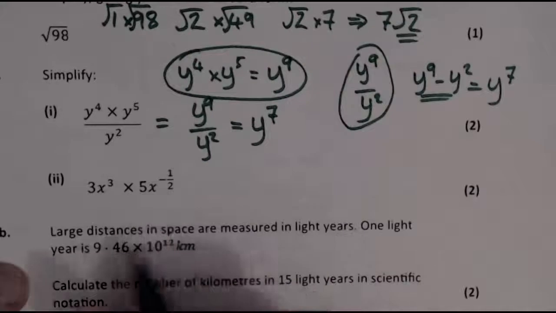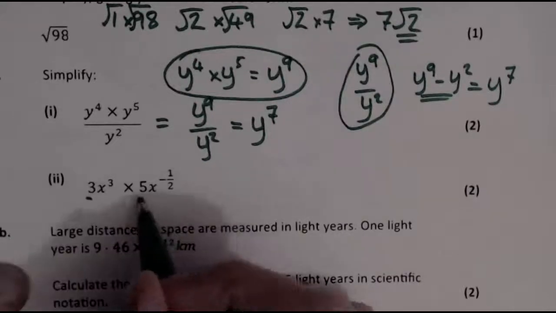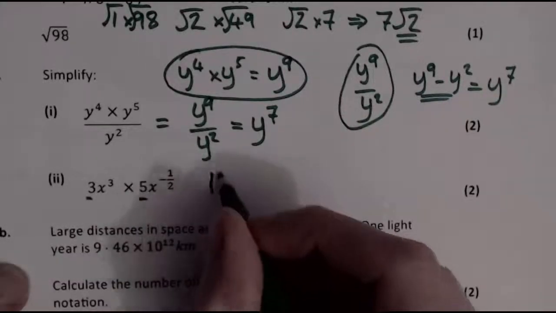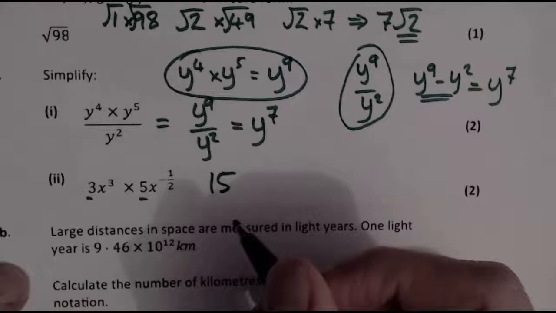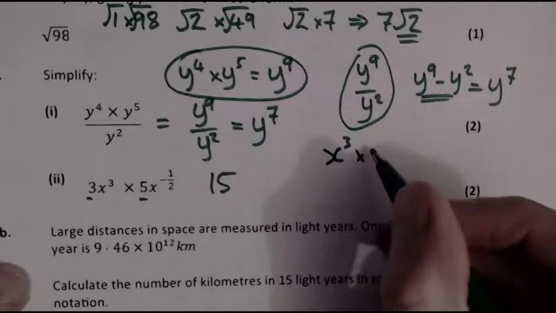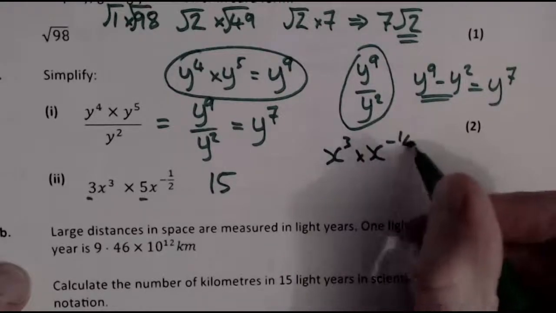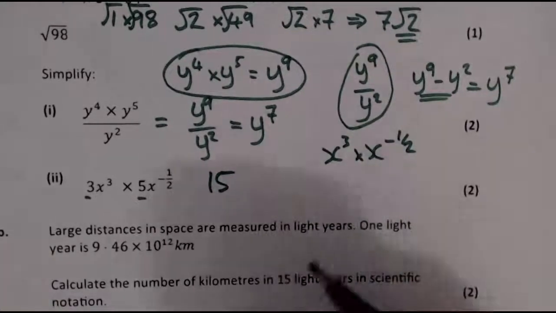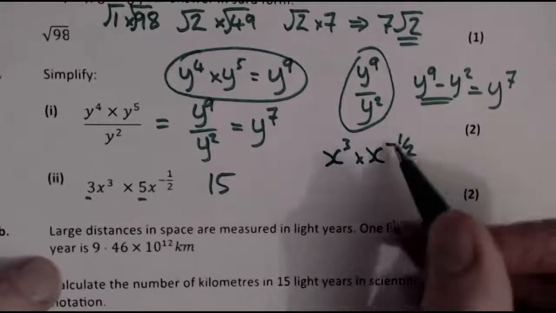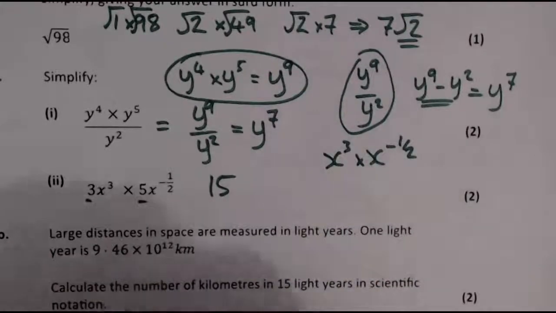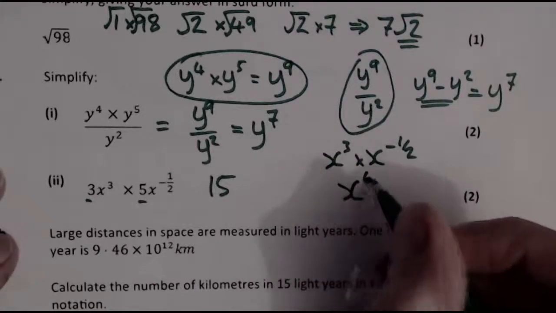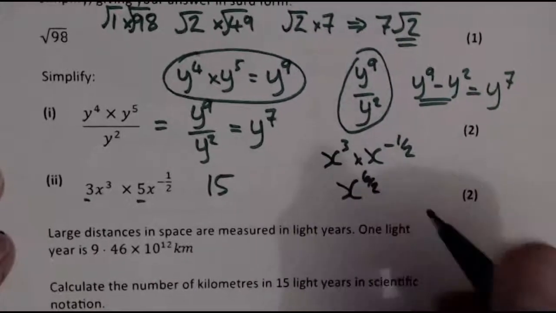And with this one, remember, you always look at if there's any coefficients, you multiply them together first. So that's 3 times 5, which is 15. Now looking at the x, 3 times x to the minus half, we know that we have to add them together, so what we need to do is get them looking the same. If we're doing this in halves, 3 is 6 over 2, because that can simplify to 3.